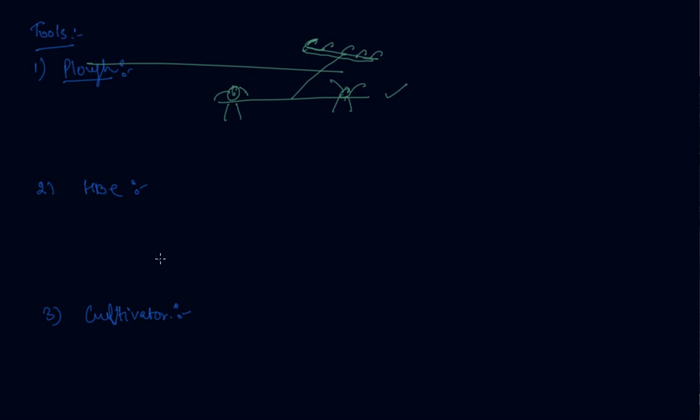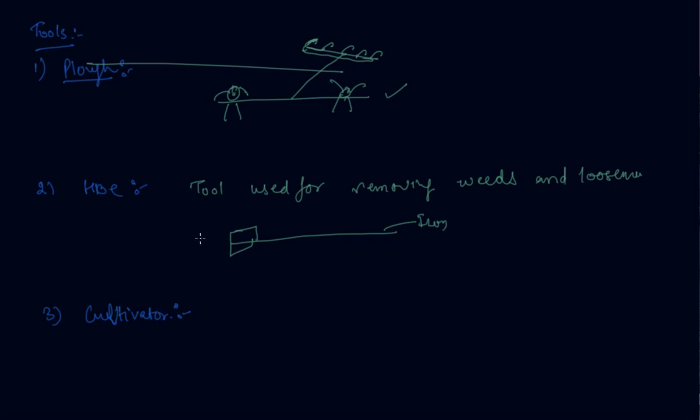The next one is the hoe. It is a simple tool which is used for removing weeds and for loosening the soil. It has a long rod of wood or iron, and this is the shape of a hoe, a vertical one. From here you can hold this. This is of iron, this is the wood part.